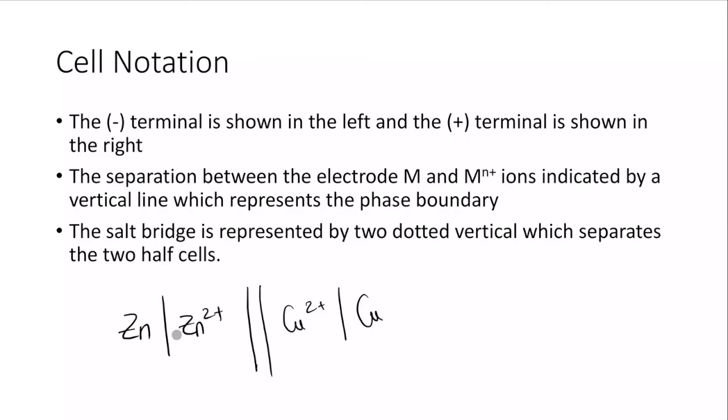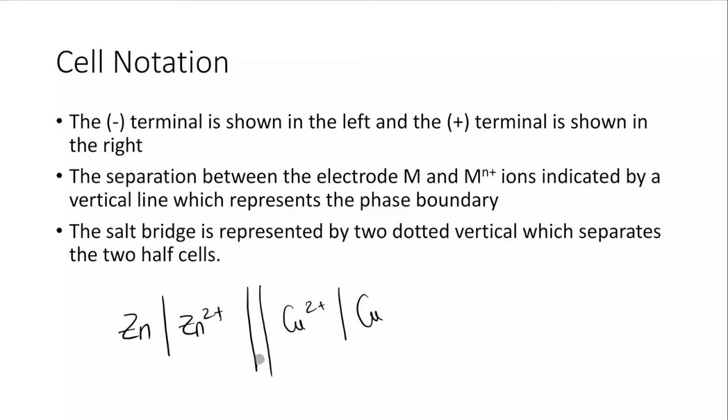Now I have one line, the separation between the electrode M and the Mn+ ions, indicated by a vertical line which represents the phase boundary. I separate the ions from the metal through this line. And the salt bridge is represented by two dotted vertical lines, which separate the two half cells. I can put them like two vertical lines. So this is the salt bridge, and this is how the two half cells are separated.